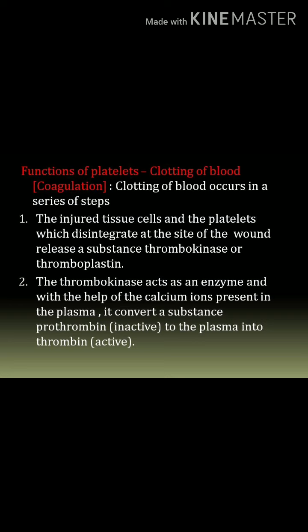Next, the thrombokinase acts as an enzyme, and with the help of calcium ions present in the plasma, it converts a substance, prothrombin, which is in the inactive form in the plasma, into thrombin, the active form. So when the thrombokinase is released, it acts as an enzyme and reacts with the calcium ions present in the plasma and converts the prothrombin. Prothrombin is present in the plasma in the inactive form. It converts that prothrombin into thrombin. Thrombin is the active form.